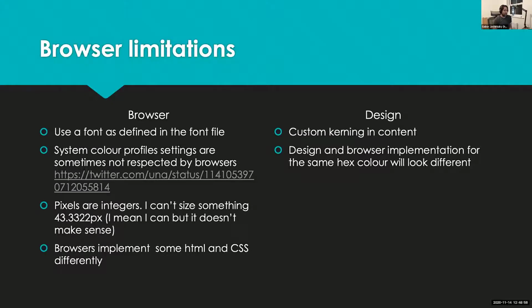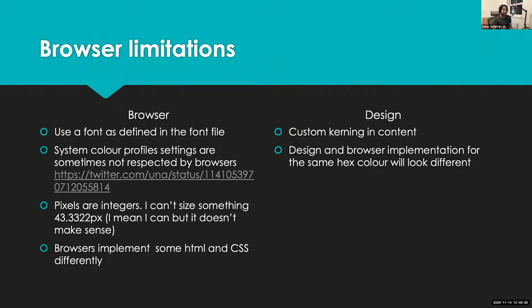We also have browser limitations. So we can only use the fonts as they are in the file. We can't move around individual spaces, distances between two letters. We can change the distances between all of the letters or none, but that's all we have. We're limited to that. So we can't have custom kerning in the content.